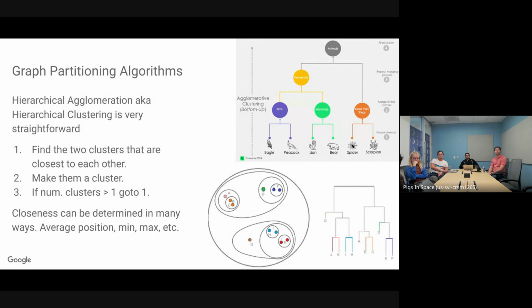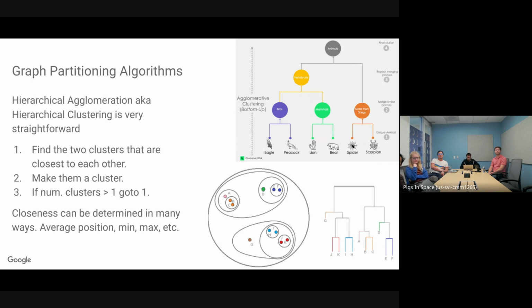So a brief discussion on graph partitioning. Hierarchical agglomeration is pretty straightforward. You find the two clusters that are the closest together, you make them one big cluster, and if the number of clusters is greater than one, you go back to step one.